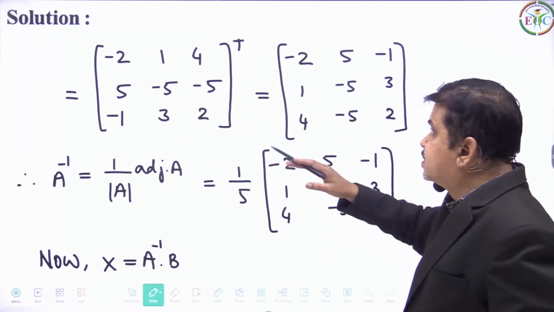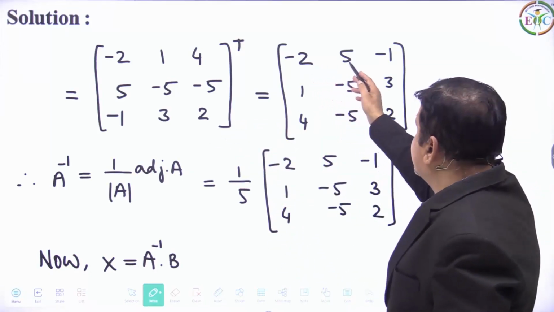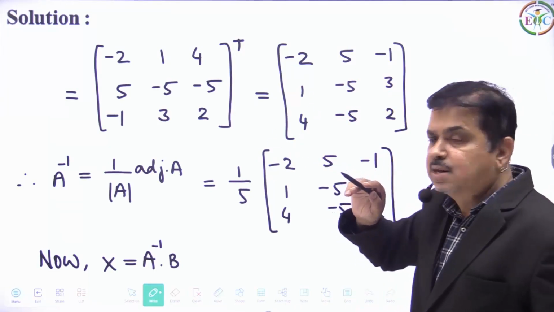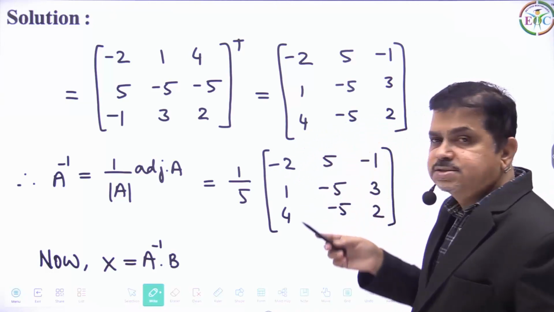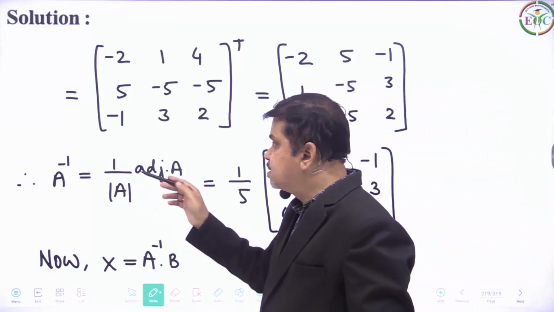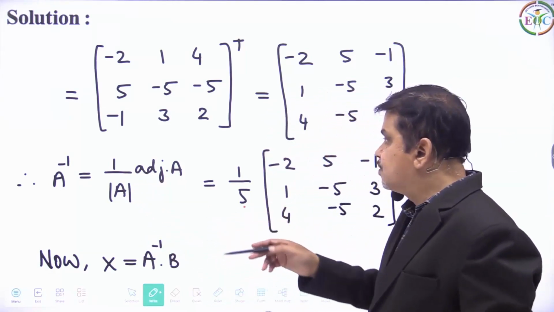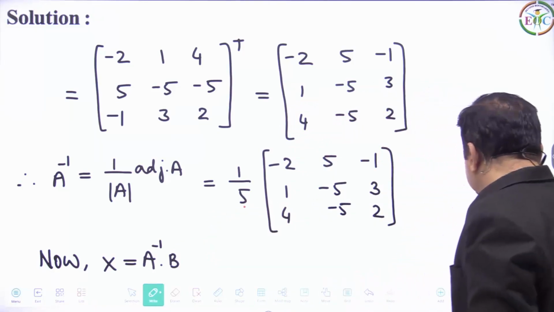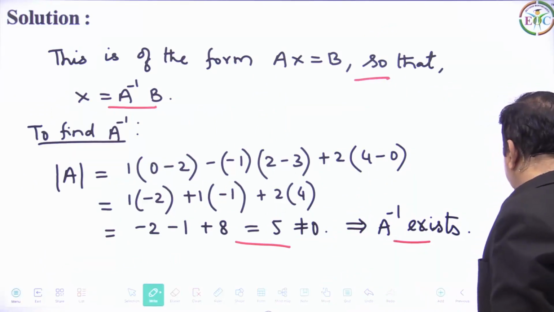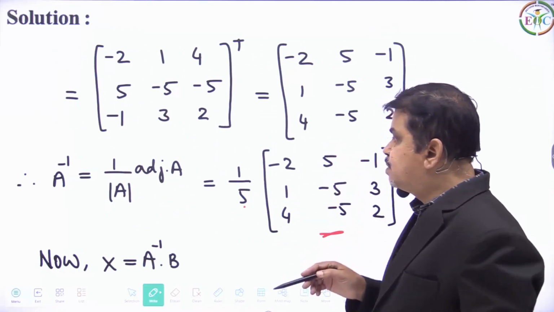You can change the rows into columns and columns into rows so that you get -2, 5 and -1 as the first row, 1, -5 and 3 as the second row, and 4, -5 and 2 as the third row. Therefore A inverse is given by 1 by A determinant into adjoint A. What is A determinant? A determinant is equal to 5, isn't it? We have evaluated that. Therefore we can write this as 1 by 5 into the adjoint A matrix.